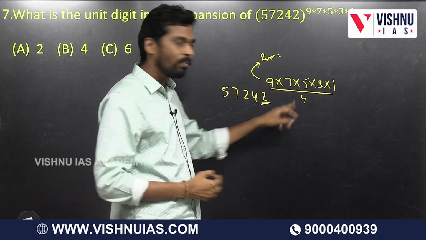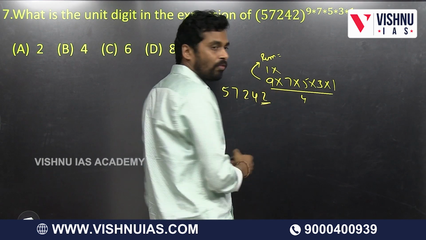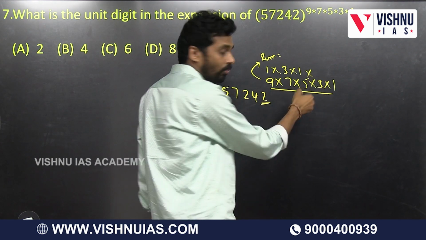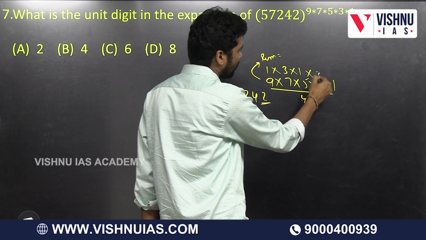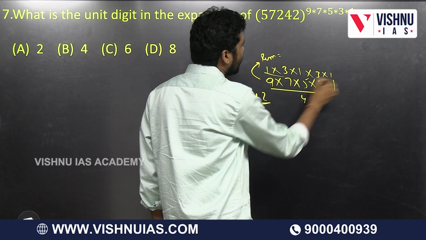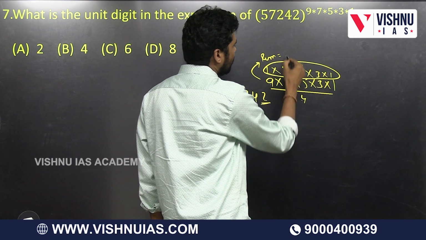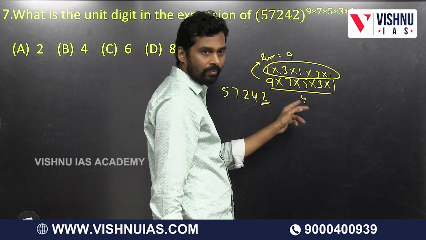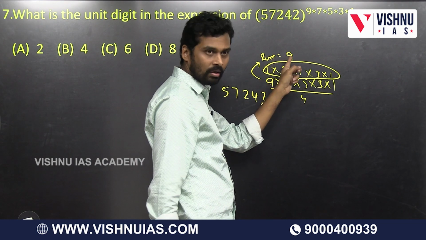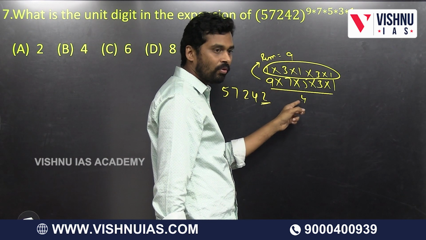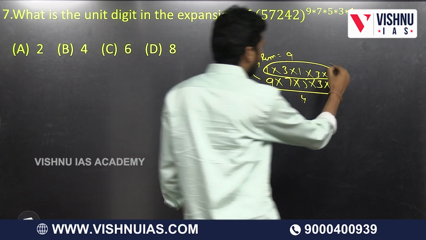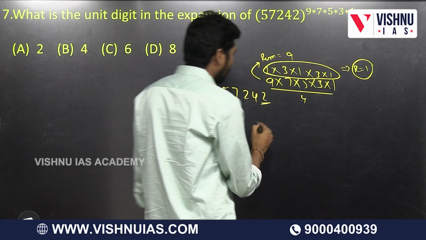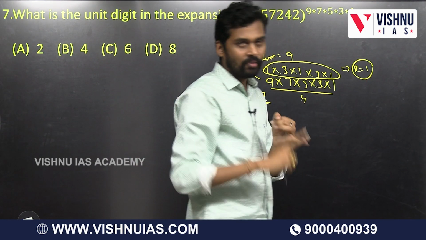Remainder of 9 by 4 means 1. Remainder of 7 by 4 means 3. Remainder of 5 by 4 means 1. 3 by 4, smaller number by larger number, is 3. And 1. Then what is this value? 3 3s are 9. Again, you see the remainder of 9 by 4, because the complete expression is 9. 9 again divided by 4, what is the remainder we'll get? 1. So what is the complete remainder we'll get? 1.